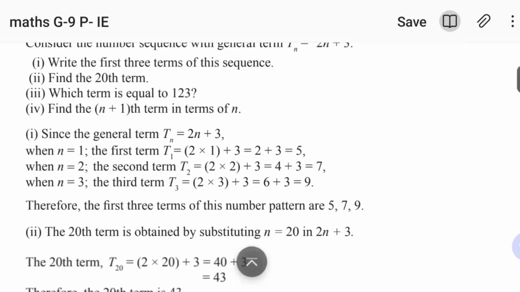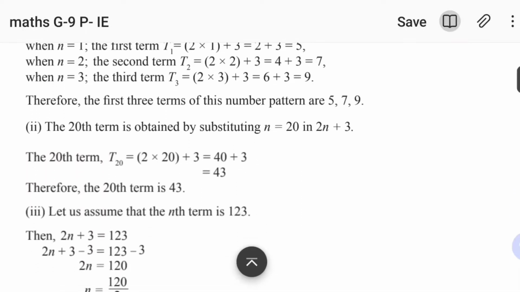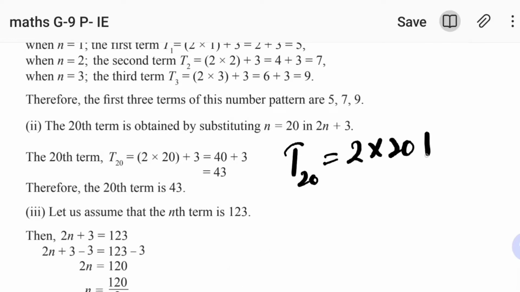Okay, so we know that now, and then let's find the second one. Find the 20th term. Pretty easy, right? So the 20th term, T20, is going to be 2 times 20 plus 3. 2 times 20 is 40. 40 plus 3 is 43, which is given here.